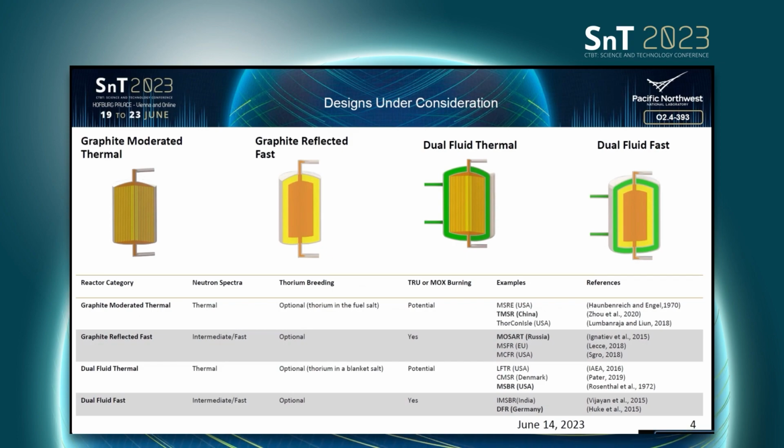The bottom there shows the neutron spectra, the potential for thorium breeding, potential to use other fuels, and examples that broadly fit those categories. The bolded examples, the TMSR, Mozart, MSBR, and the DFR, are all examples that we had literature values for that we could build models for.